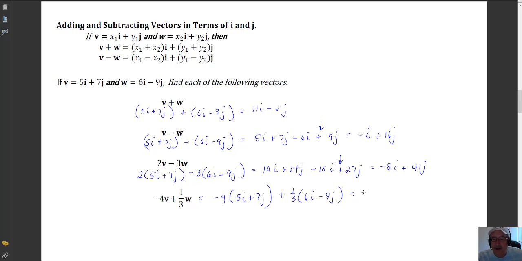So this would give us negative 20i minus 28j plus 2i minus 3j. And this final answer should come out negative 18i minus 31j. So you will have some addition and subtraction in terms of i and j and operations on vectors.